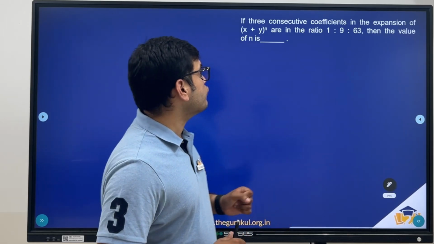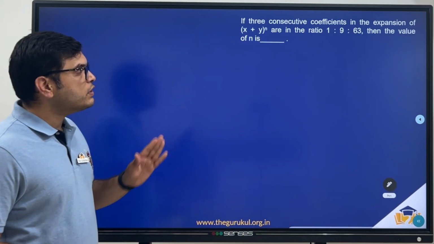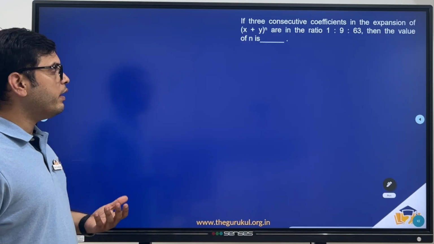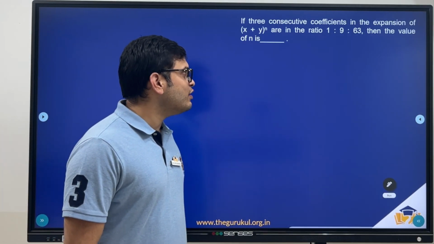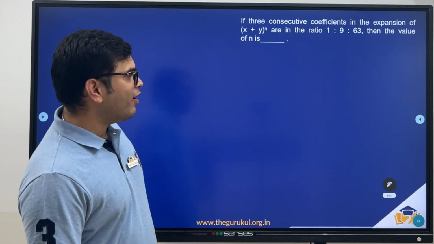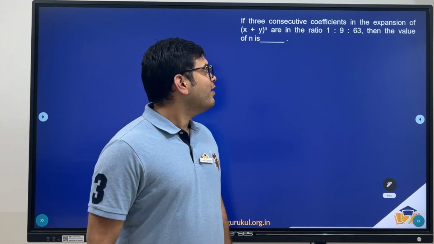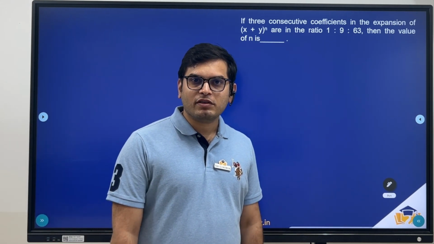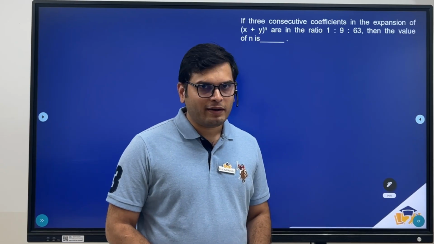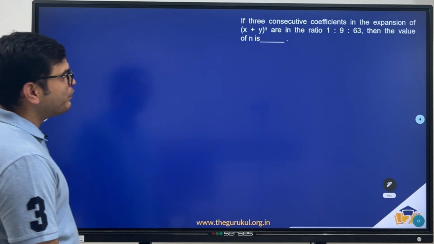Now coming to the next question. If three consecutive coefficients in the expansion of x plus y power n are in the ratio 1 is to 9 is to 63, then the value of n is. Now my advice would be, if you get these types of questions in the exam, leave them, right? Now you'll get to know why.